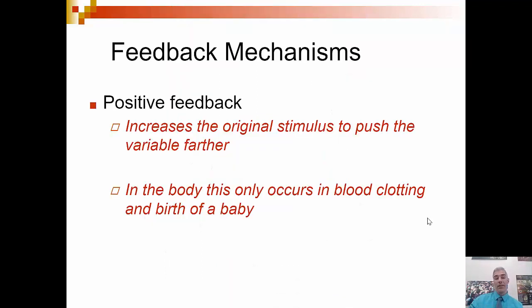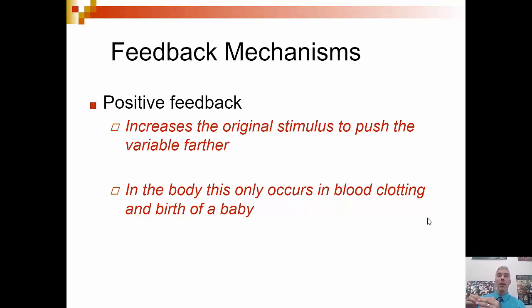There's also the positive feedback mechanism. This one's a little bit more difficult to understand, but it still maintains homeostasis. Usually this is when you have an unusual stimulus, like you don't have a set point necessarily. So think about birthing a baby, which would be the best example of it.